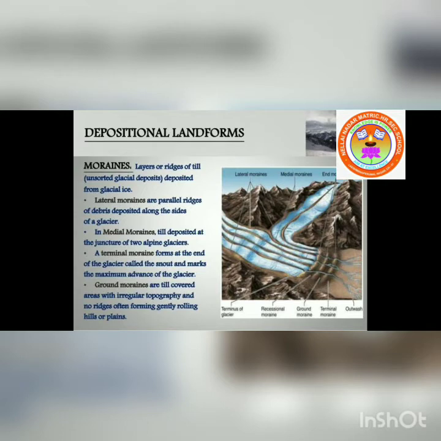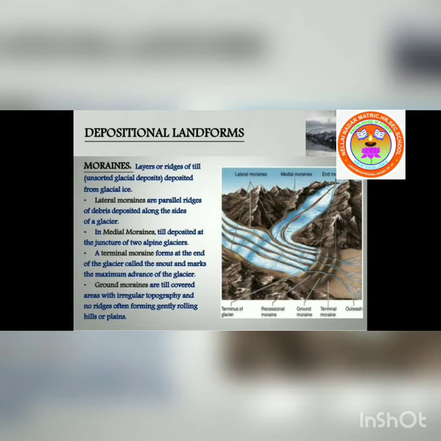See, in the moraines, layers or ridges of till deposited from glacial ice. Lateral moraines, medial moraine, terminal moraine and ground moraines. So, the materials deposited by glaciers are called moraines. Based on the location, they are classified into what I said, ground moraine, terminal moraine and lateral moraine.